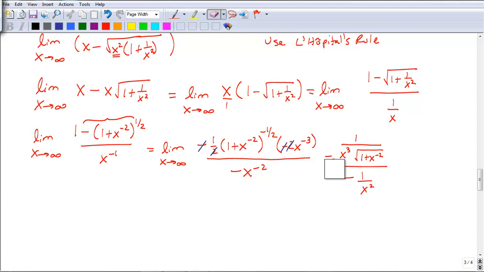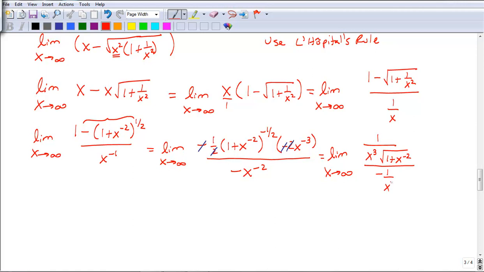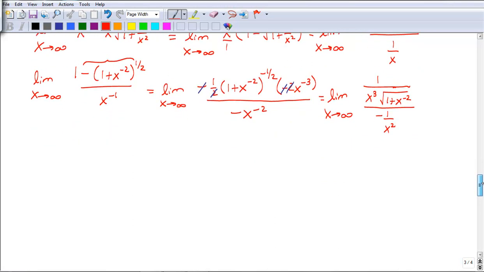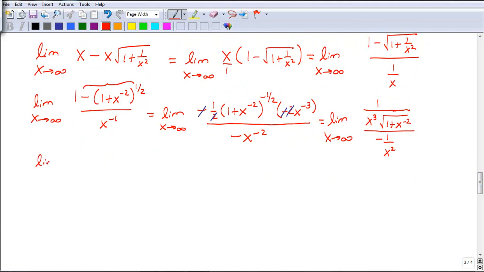Oops, there's a limit in here, Brad. This is the limit as x goes to infinity of 1 over x cubed times the square root of 1 plus x to the negative 2, divided by negative 1 over x squared. So I'm going to simplify this, and then I'll try L'Hopital's rule again if I can't evaluate it.